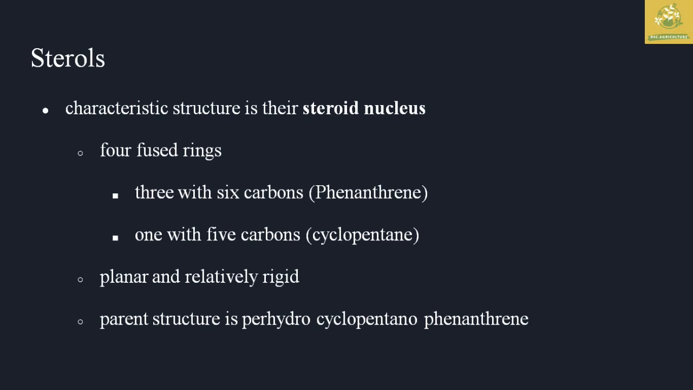So what are sterols? Sterols are nothing but compounds with the characteristic structure of the steroid nucleus. They have 4 fused rings. Among the 4 fused rings, 3 are with 6 carbons, which is known as phenanthrene, as well as 1 with 5 carbons, which is cyclopentene. This is how the steroid structure is derived, and they may be planar and relatively rigid. The parent structure is perhydrocyclopentanophenanthrene, which is the scientific name of the sterols.